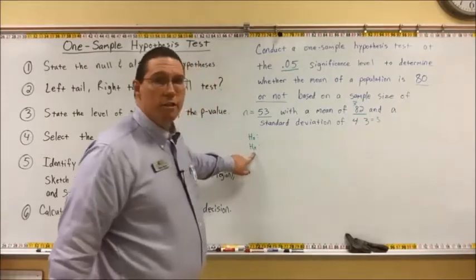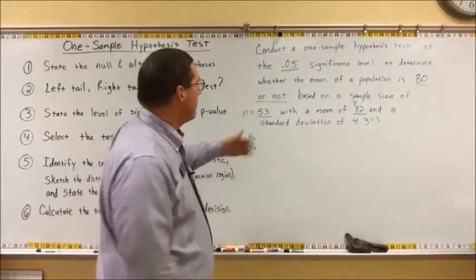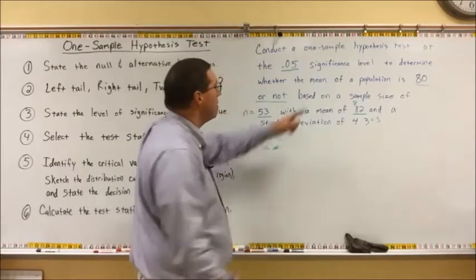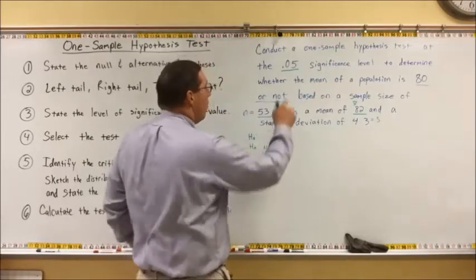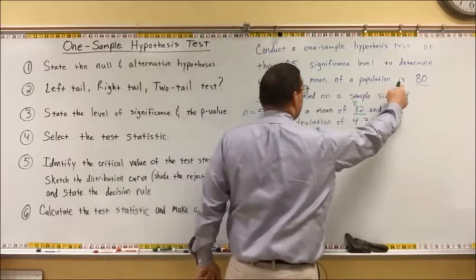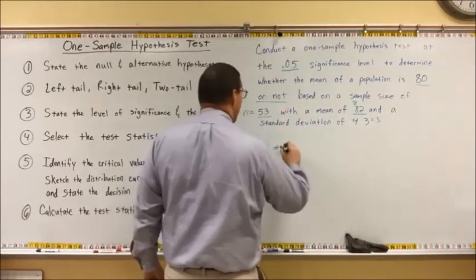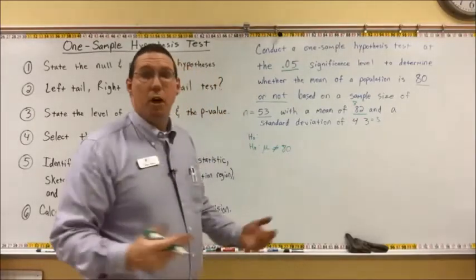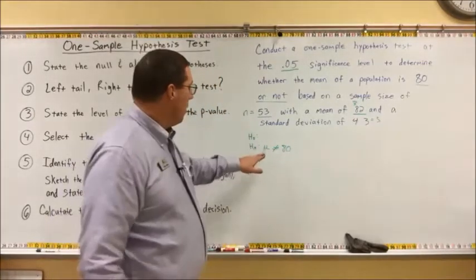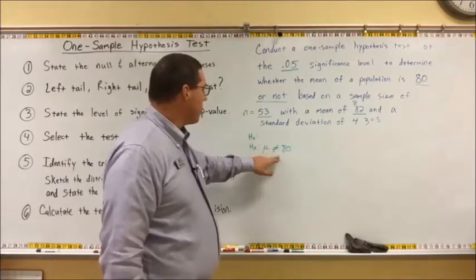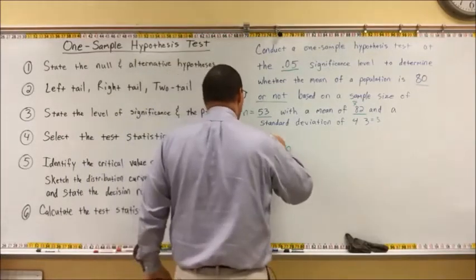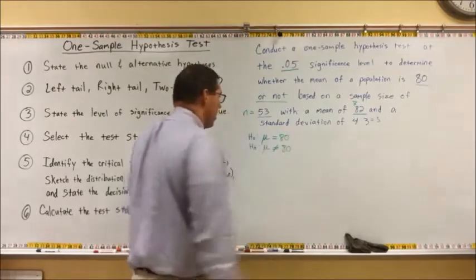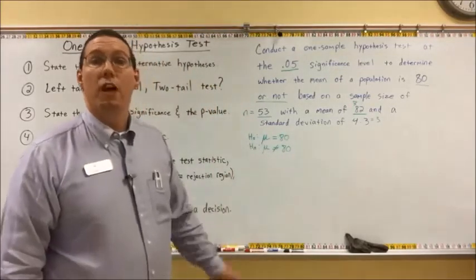And our alternative hypothesis is that our population mean is very different from 80. Whether the mean of a population is 80 or not. And the alternative is it's not 80. And if the alternative hypothesis is that the population mean is not 80, then the null hypothesis is that the population mean is 80. And that's step one. We are done with step one.